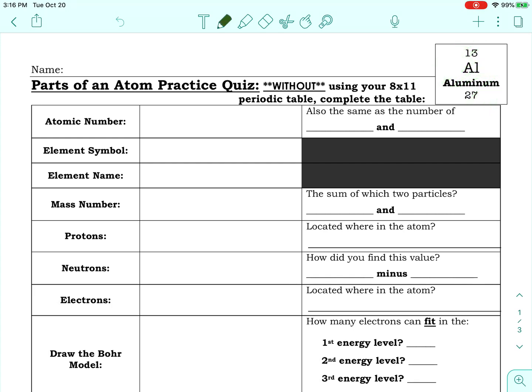Okay, so the atomic number is always the smaller number. So the atomic number is 13. And that is the same as the protons and the electrons. Remember, the electrons we just say for now because that eventually can change, but it's always the same as the protons. The symbol is Al, and the element name is aluminum. Those are just given in the box.